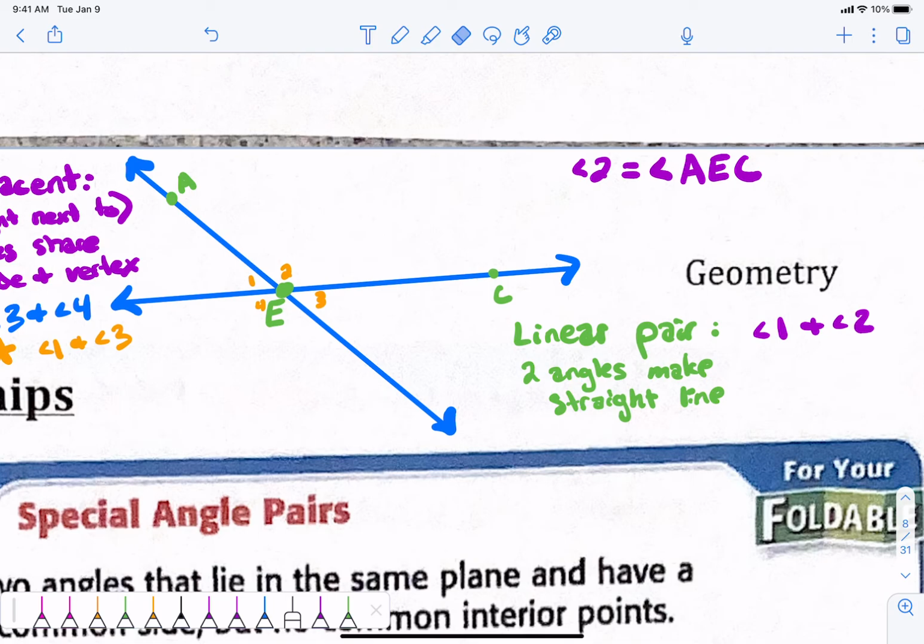Angle 1 and angle 2, that's a linear pair. Do I have more than 1 and 2 as a linear pair? 3 and 4 would be a linear pair. What else would be a linear pair? 1 and 4. I could go by this line instead, and I could say 1 and 4, this angle and this angle make a straight line. Or I could say 2 and 3 make a straight line. So there's 4 combinations that I could have for a linear pair.